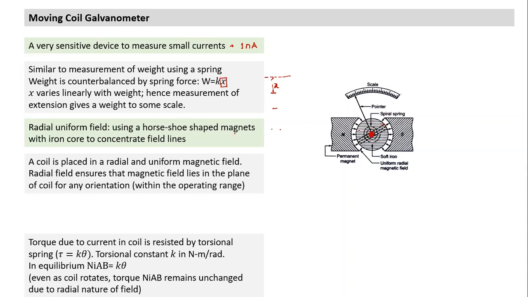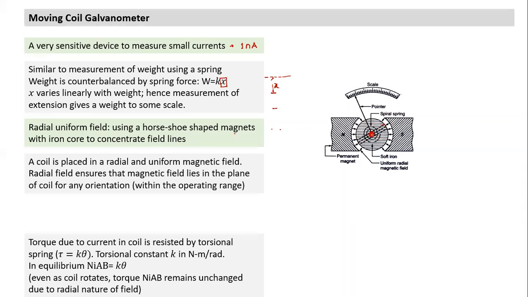So even from this orientation, suppose the coil rotates and comes to some other orientation. Whichever orientation the coil is in, since the magnetic field is radial, the angle between the M vector and the B vector is always 90 degrees. That's the purpose of keeping a radial field. I'll repeat again. How is the coil?